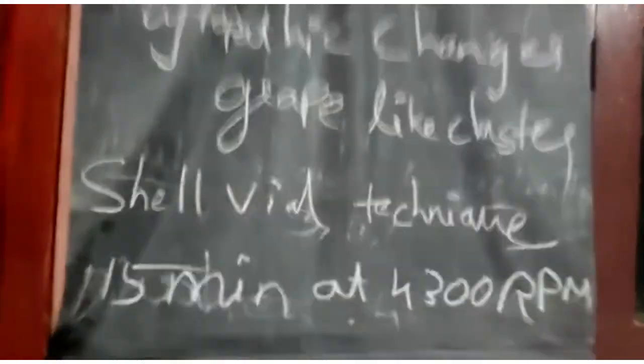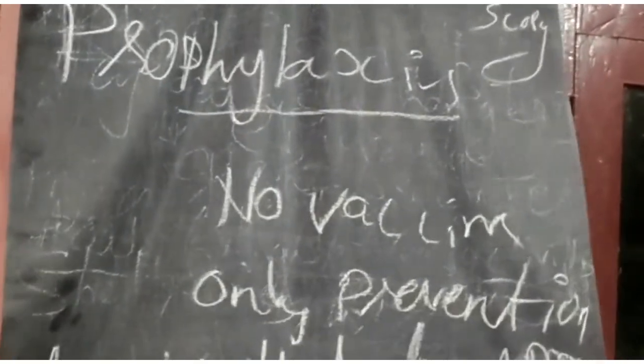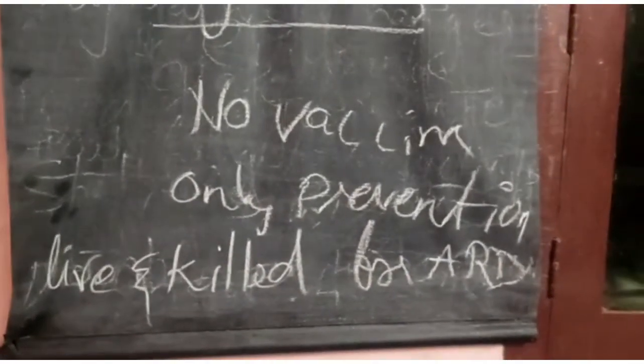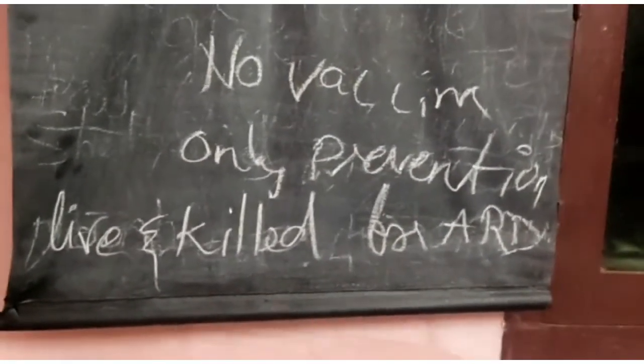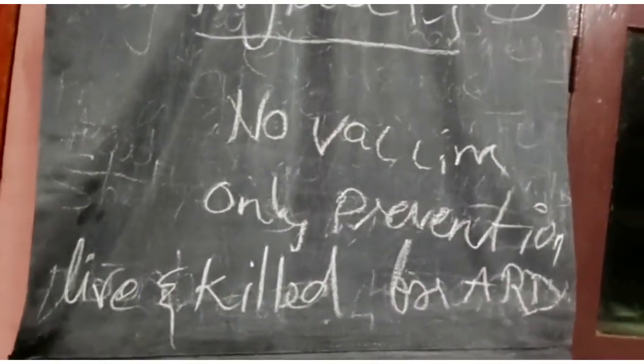Other methods: serodiagnosis, the immunofluorescent test, RT-PCR for fecal detection, and electron microscopy. And then the prophylaxis. There is no vaccine for adenovirus available, only prevention methods we can do. Live and killed vaccines for acute respiratory disease may sometimes help with adenovirus.